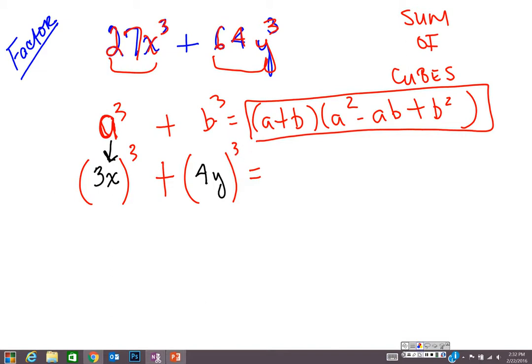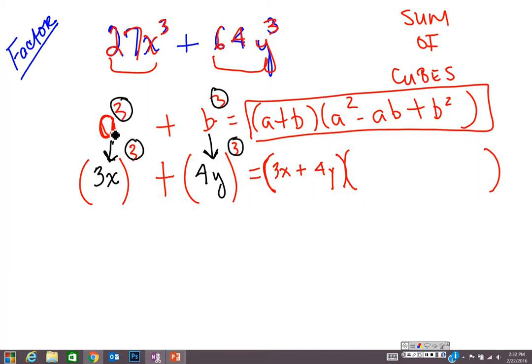Now, the only thing that's left is to plug in our a and b, or substitute our a and b into the formula. So the formula says a, so that is 3x, plus b, b is 4y. So let me show you that b is 4y, because we have the cubes here. We just needed to know what the a and b were.